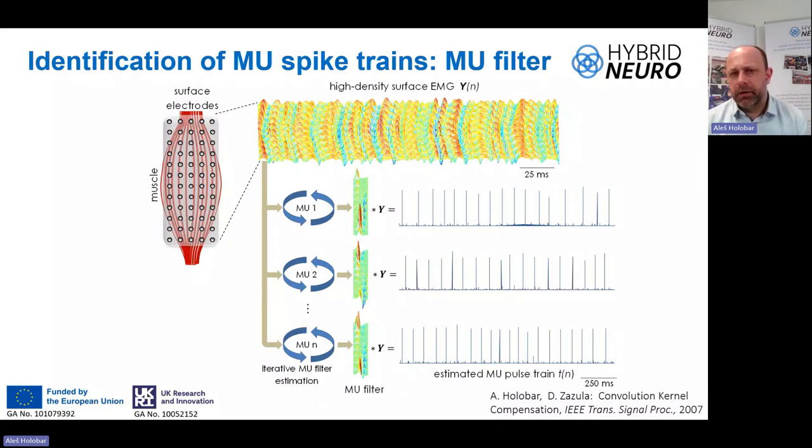Let us now go to the concrete topics, starting with the extraction of the parameters. We have been doing this for two decades now, and we specialized in the extraction of neural codes from high-density surface electromyograms. We proposed a computer-aided technique that takes the recorded signals and extracts spike trains. Each spike in the identified spike train represents a firing of a motor unit.